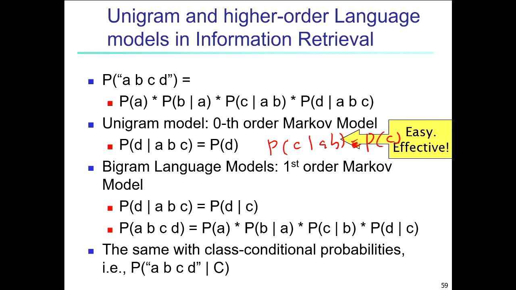We won't use this bigram language model, but it is good to know that it's also called first-order Markov model, where we assume that the probability of D given ABC equals probability of D given C, which means the probability of a token only depends on its previous token. Okay, and this model I think it's used by Google.